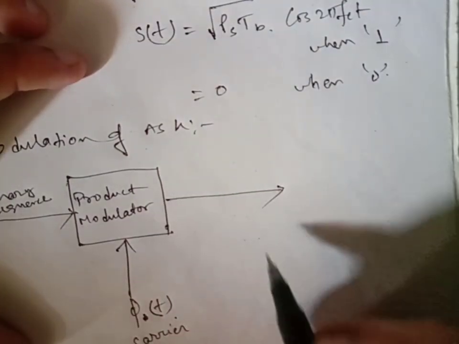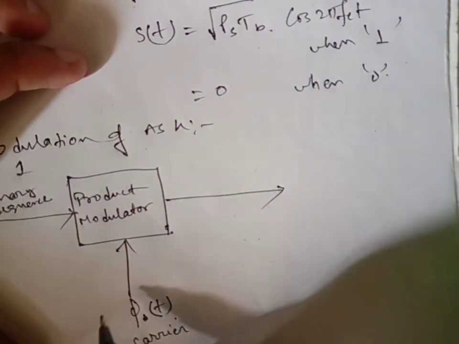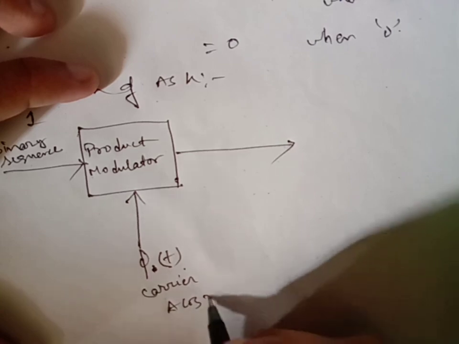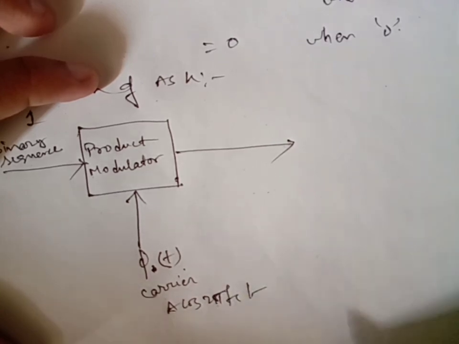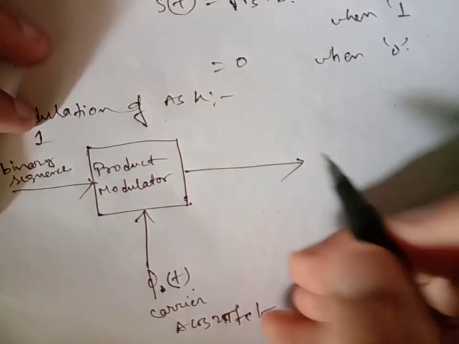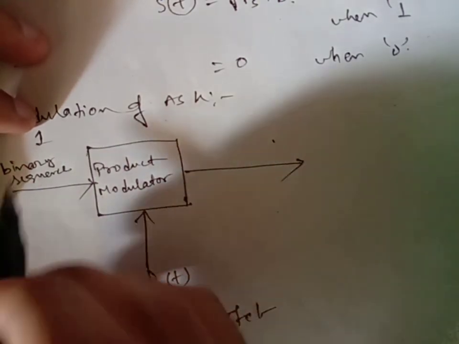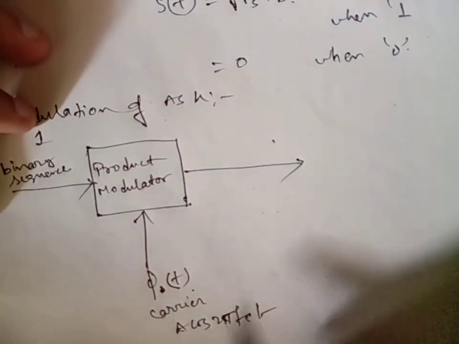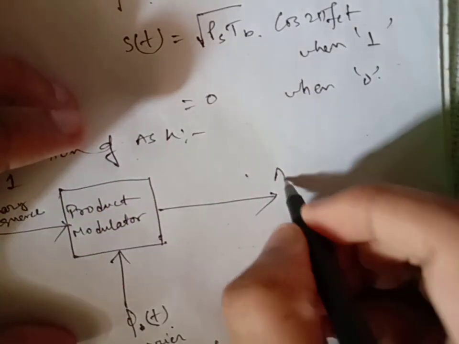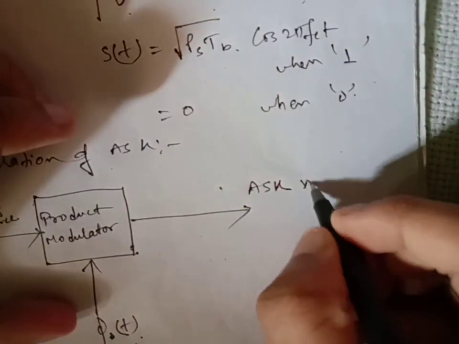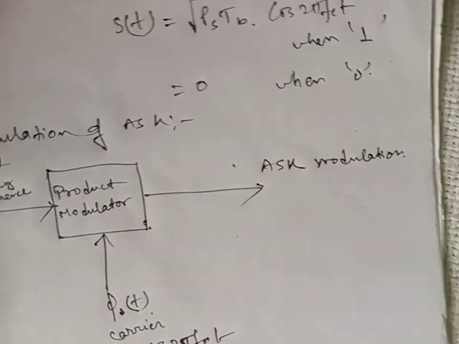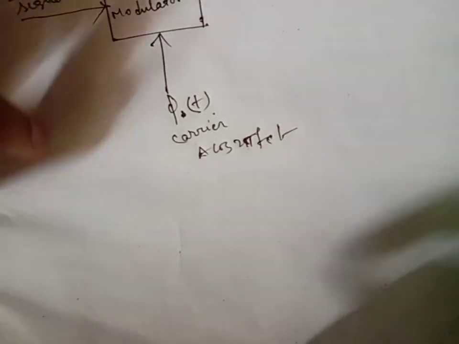So what will happen if it is 1 and the carrier is say A cos 2 pi f_c t, where f_c is the frequency of that carrier? Then 1 into this, the output will be A cos 2 pi f_c t, and when 0 into A cos 2 pi f_c t, the output will be 0. So this waveform will be generated. So here the output will be ASK modulation, which is very simple.